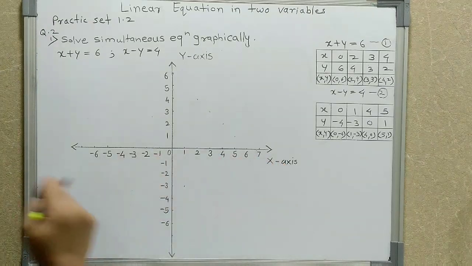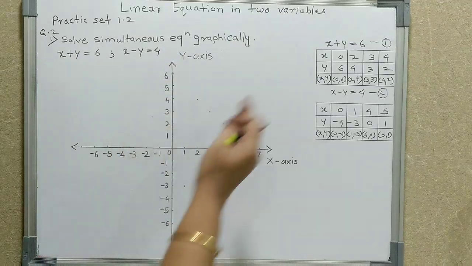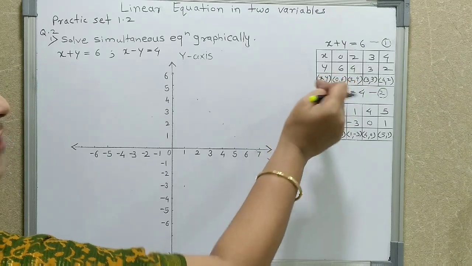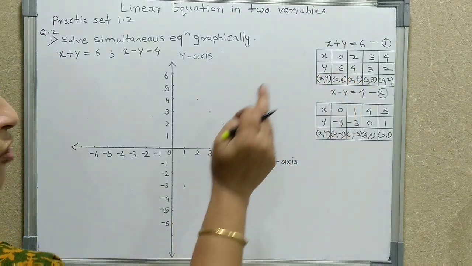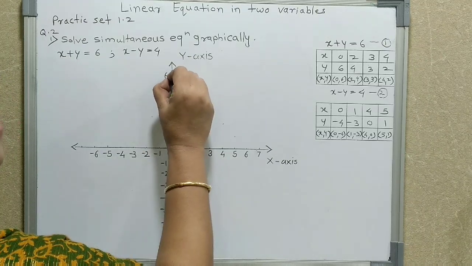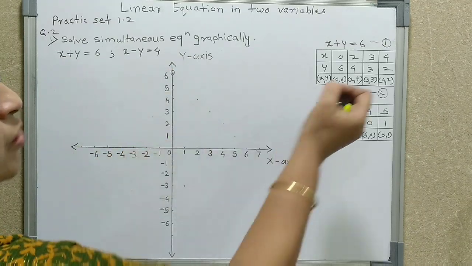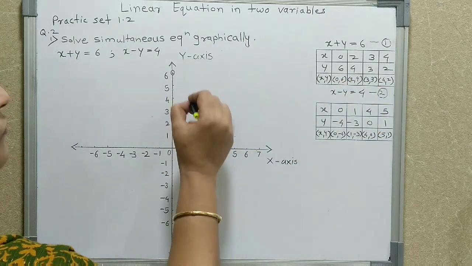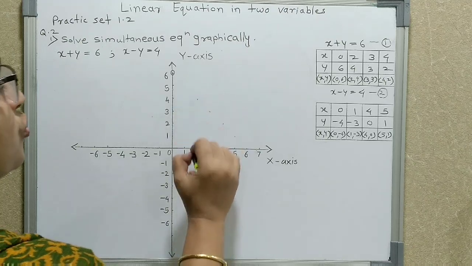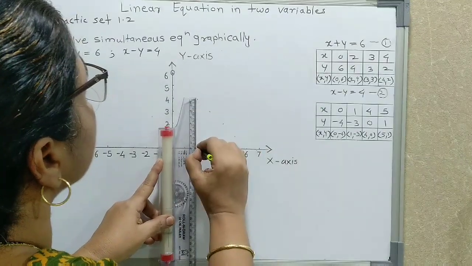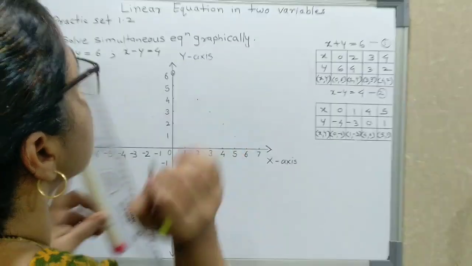So we draw the x-axis and y-axis. See the first equation. The first point is (0, 6). 0 is the coordinate of x and 6 is the coordinate of y. So here 0 x coordinate and here 6 y coordinate. This is the first point. Now the second point (2, 4). 2 is the coordinate of x and 4 is the coordinate of y. So we take 2 and here the 4. This is the second point.